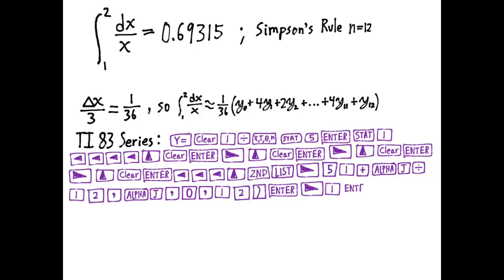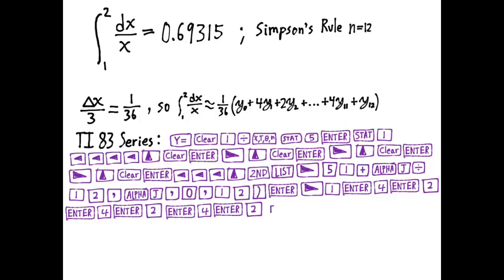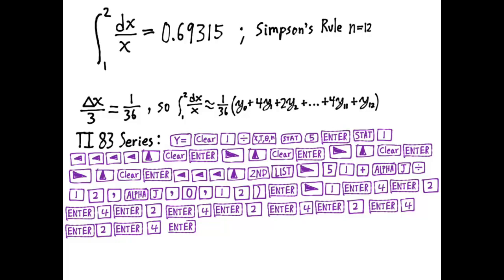Now we'll move on to list L2. So right arrow over to L2 and then simply type in the numbers 1, 4, 2, 4, 2, 4, 2, 4, 2, 4, 2, 4, 1. If you've done this correctly, then your very last one should line up with the last element of list L1, which is 2.